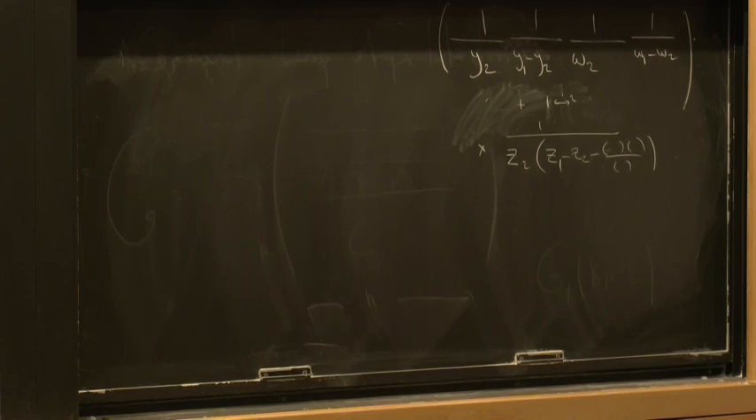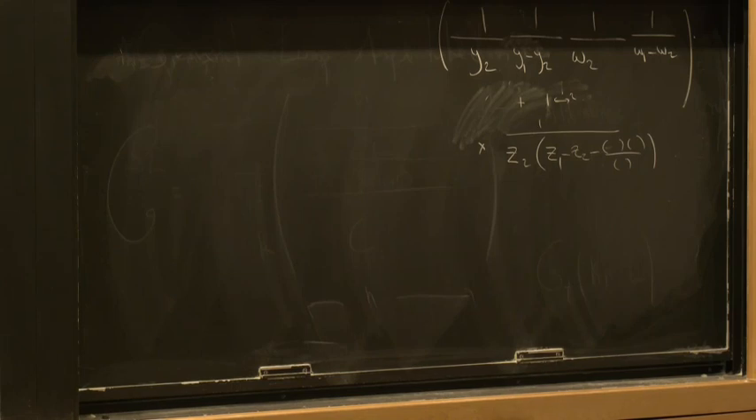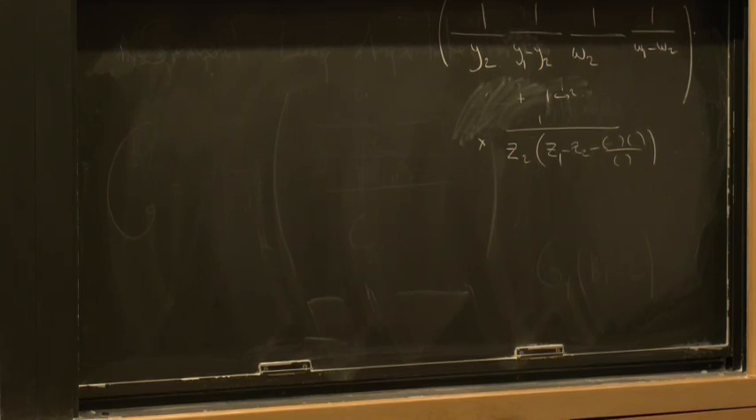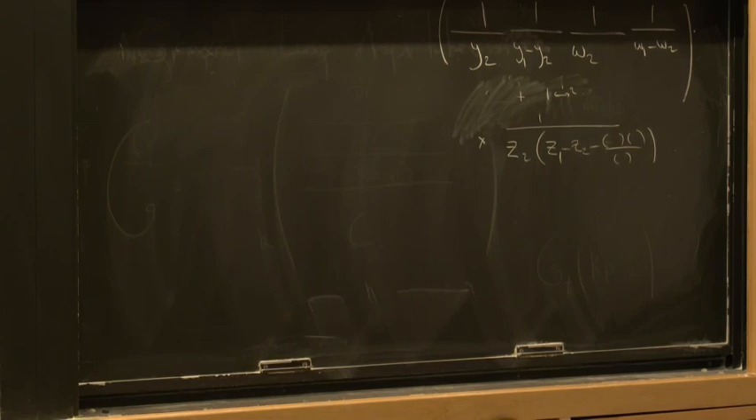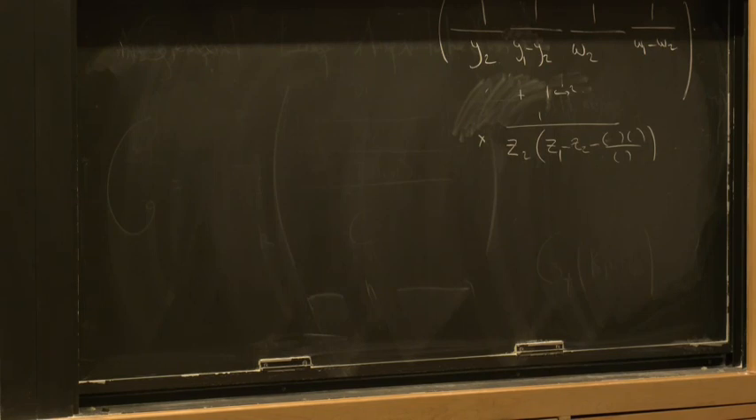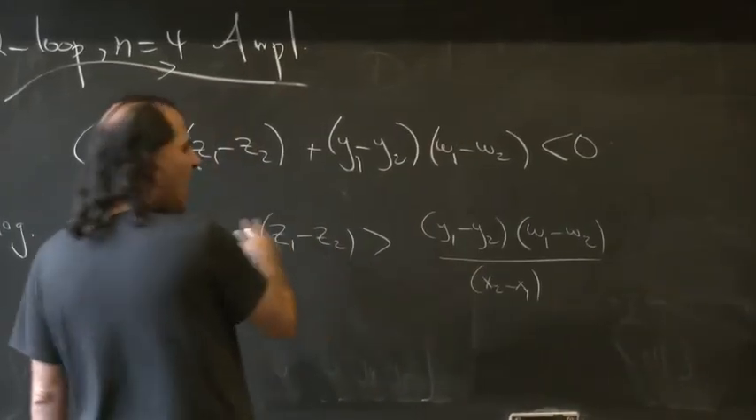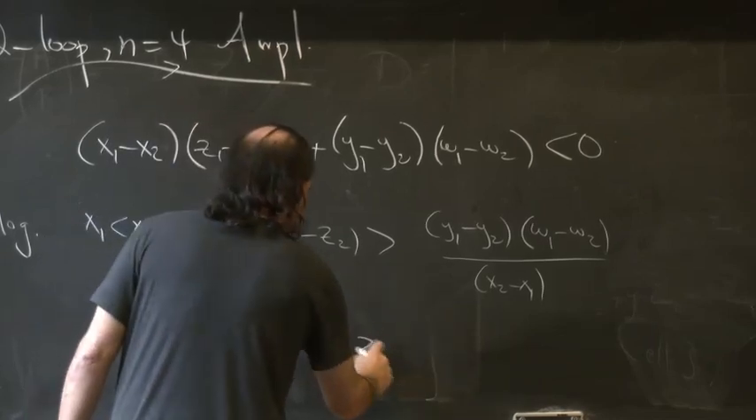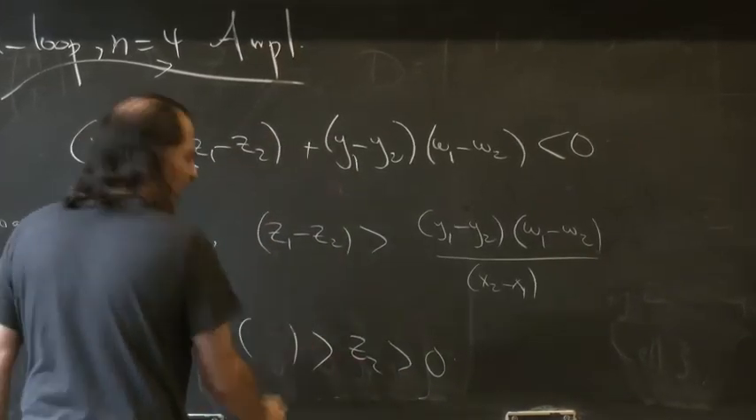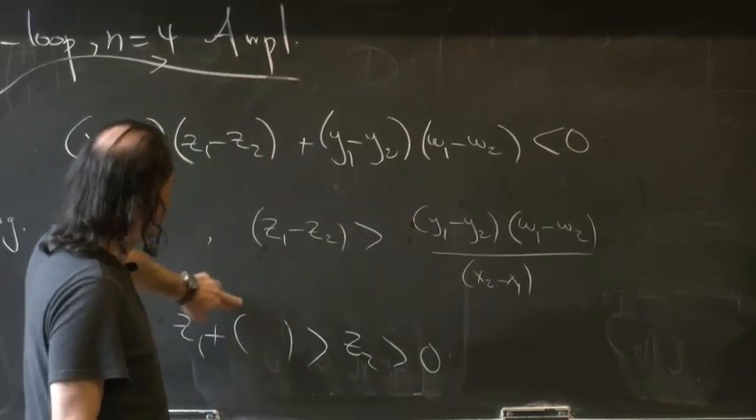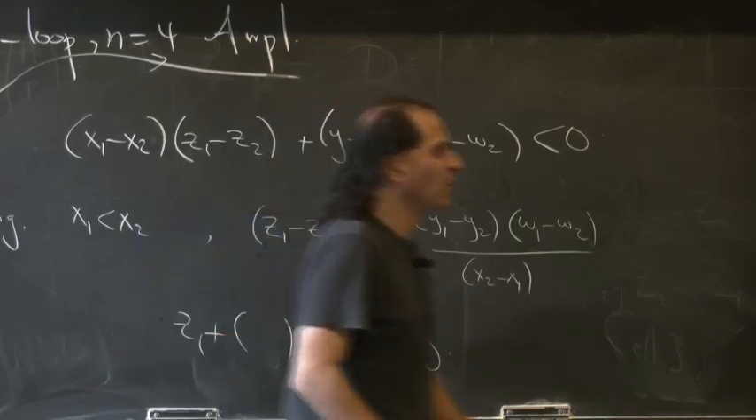But I have another region as well. This was one set of possibilities. Another set of possibilities is where y1 is bigger than y2, but w1 is less than w2, or the other way around: y2 is bigger than y1, and w2 is less than w1. In this case, this product is negative. If I bring it to the other side, I discover that z2 is stuck between 0 and z1 plus something. Is that clear? This thing is now negative, so if I bring it to the other side, z1 plus something positive is bigger than z2, which is bigger than 0.